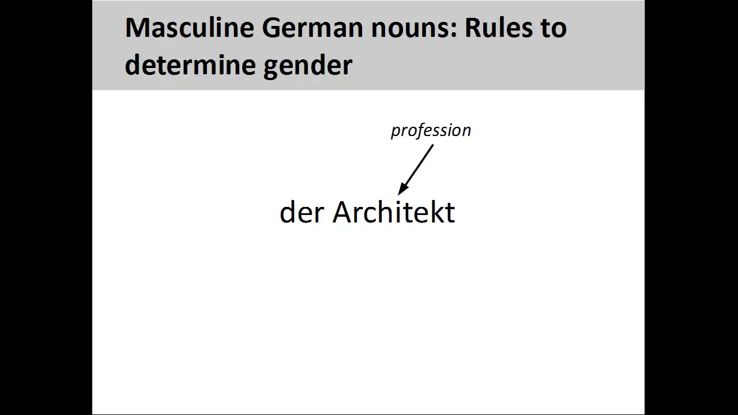As we have seen, nouns designating male beings are masculine. Nouns describing professions, such as Architekt, architect, are masculine. There's a way to form a feminine version of these nouns, which we will explore in a later presentation. Nationalities are also masculine. Amerikaner, American, is a masculine noun. We'll see a way to form a feminine version of these nouns later.